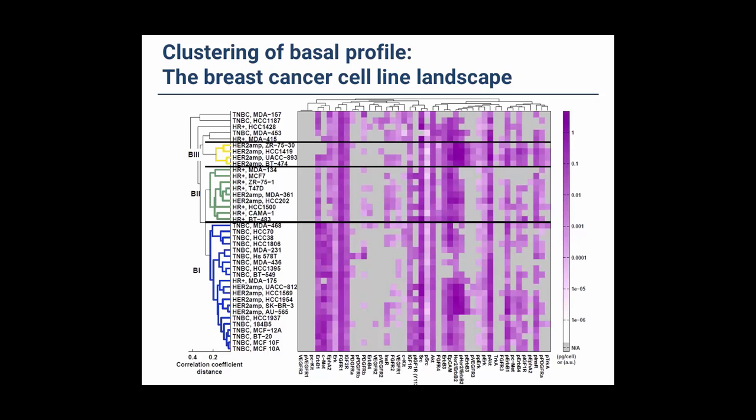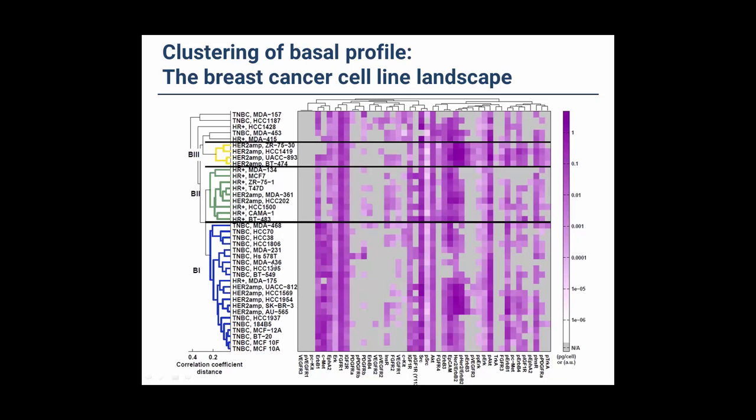Everything was measured by ELISA, and then clustered according to the levels. We see three main clusters. The bottom one, the largest one, comprised mainly triple negative, but also some HER2 amplified cell lines. The second cluster, called B2 in green, contains mainly the HR positive, the hormone receptor cell lines. And there's a small cluster of HER2 amplified and a few cell lines that are actually clustering outside of any large cluster. So what we see here is some kind of diversity across the different cell lines.